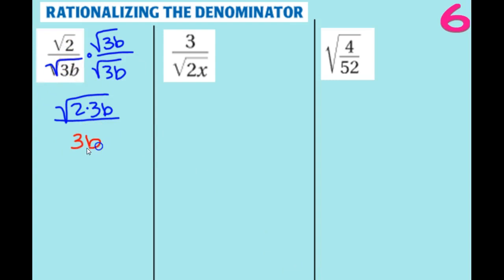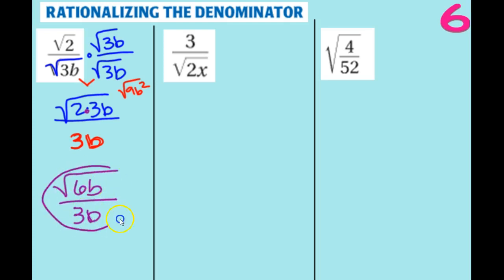We're just going to have a 3b left over on the bottom, because this would give us the square root of 9b squared. Square root of 9 is 3. Square root of b squared is just b. So our last step is just to multiply what's underneath here. We'd really have the square root of 6b and then 3b on the bottom. You cannot cancel top and bottom unless they're on the outside of the square root, which this is not.